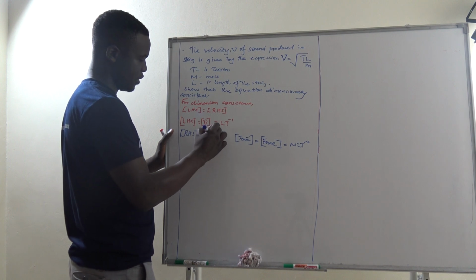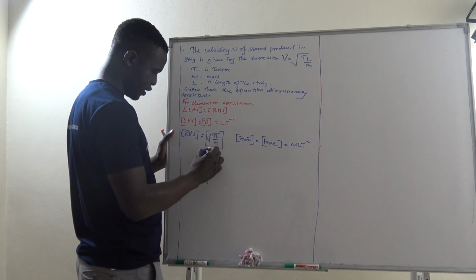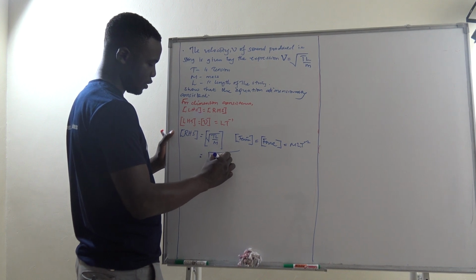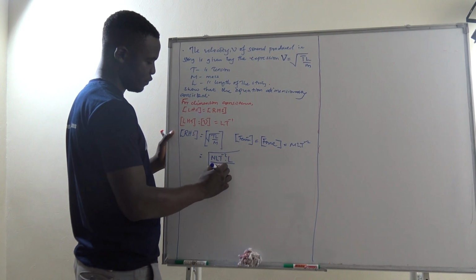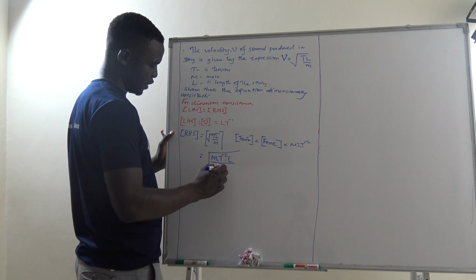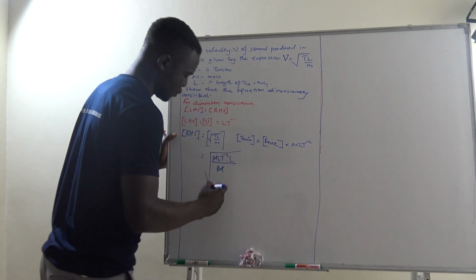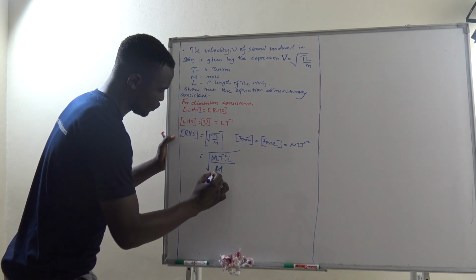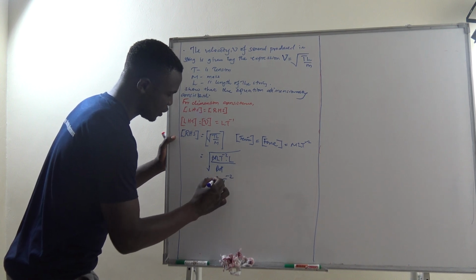And remember, when you have anything under root, that is the same as power half. But let's first keep everything under root. So under root, we have the dimensions of tension, which is ML per T squared, times L, the dimension of length, divided by mass. You realize that this M and this M cancel, but please in your work don't cancel. I'm trying to show you what happens. In the next step, we are having L times L, which is L squared per T squared.